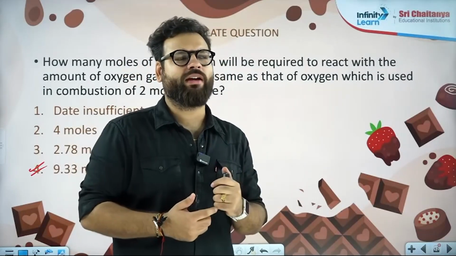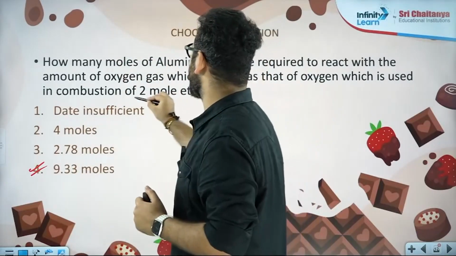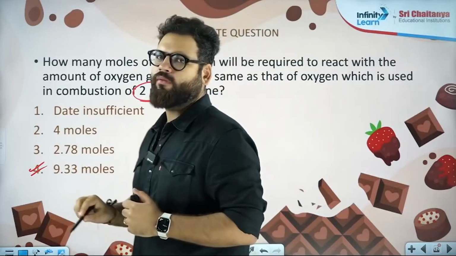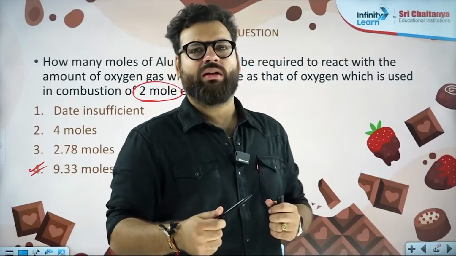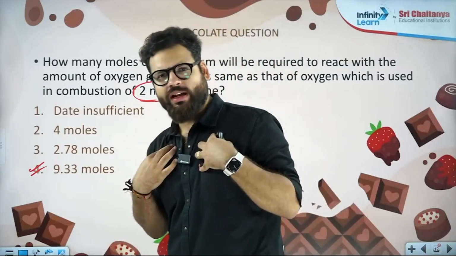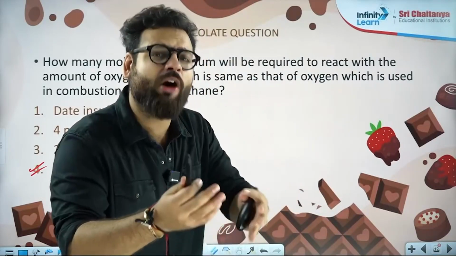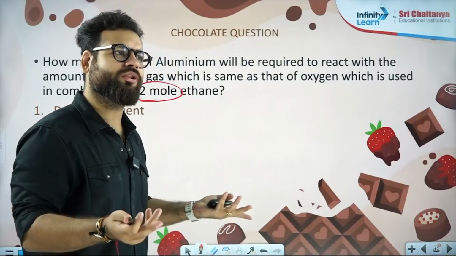So first I will find how much oxygen is actually used for the combustion of 2 mole ethane. First I will find how much oxygen is responsible for combustion of 2 mole ethane. That much oxygen I have now. From that much oxygen, how much aluminium I can buy, I will check. Yes, that's all simple now.